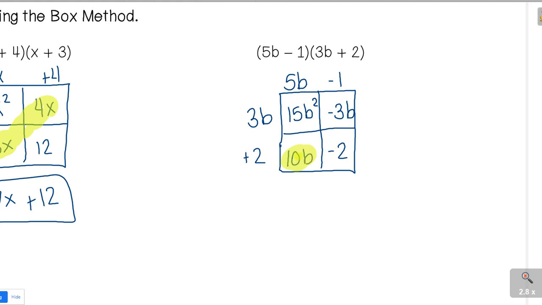Combine your like terms. So we have 10b minus 3b. That gives us 7b. Bring down your negative 2 and your 15b squared.